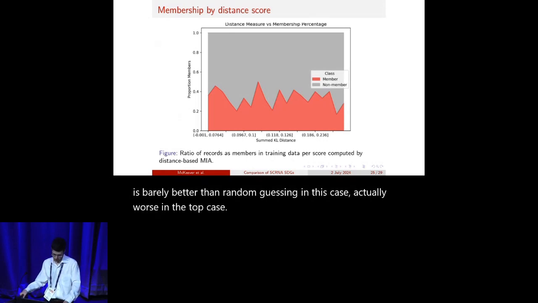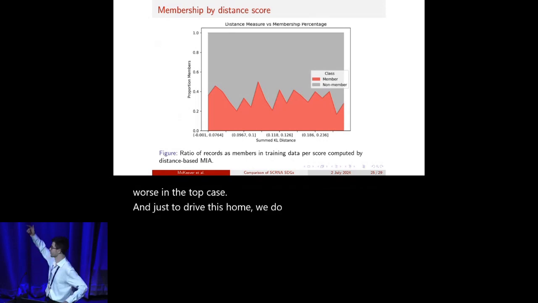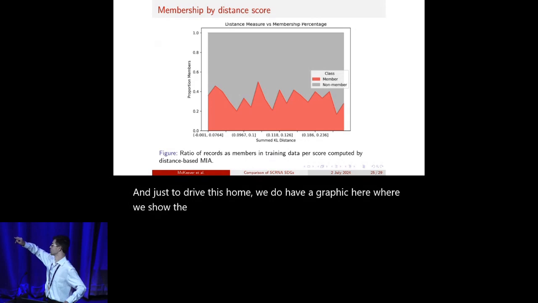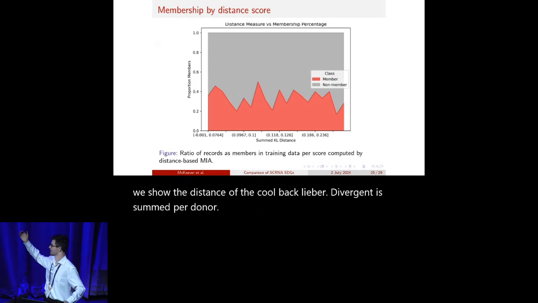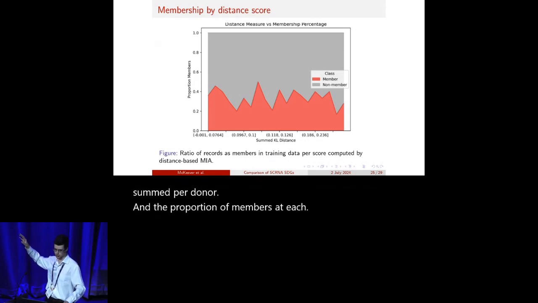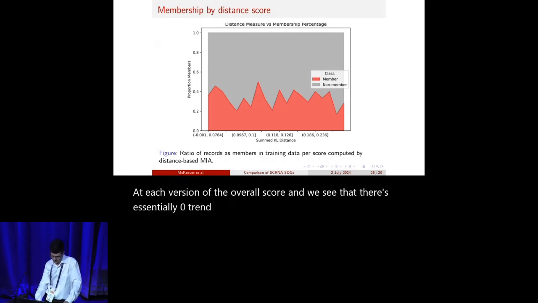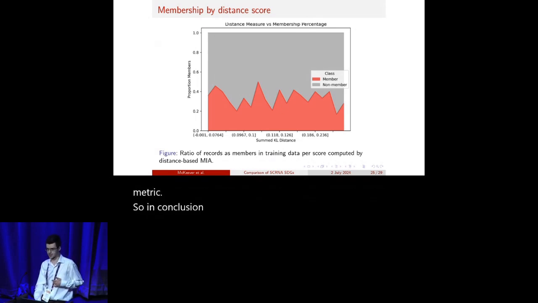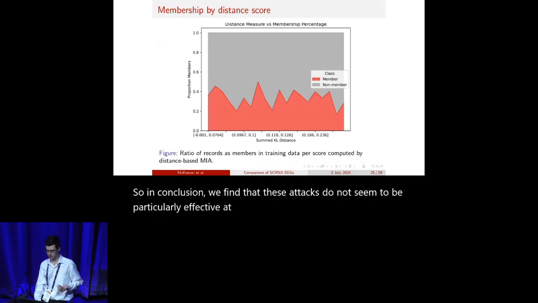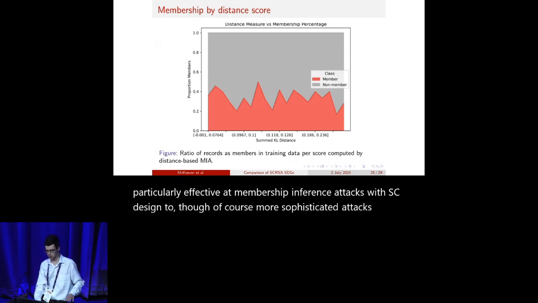And just to drive this home, we do have a graphic here where we show the Kullback-Leibler divergences summed per donor and the proportion of members at each version of the overall score. And we see that there's essentially zero trend here. So this does not seem to be a good metric. So in conclusion, we find that these attacks do not seem to be particularly effective at membership inference attacks with SC Design 2, though of course more sophisticated attacks may yield better results.